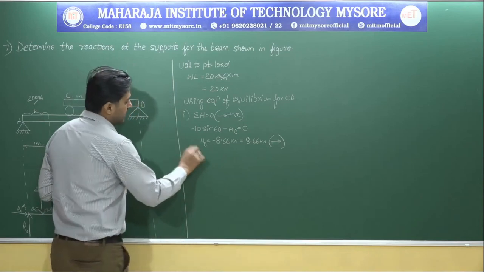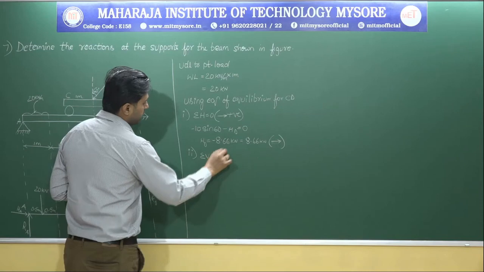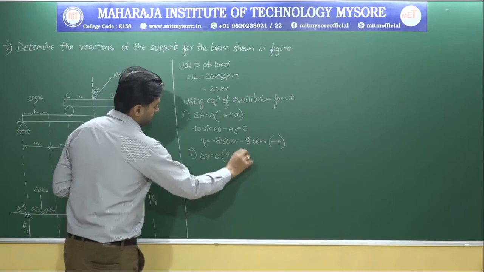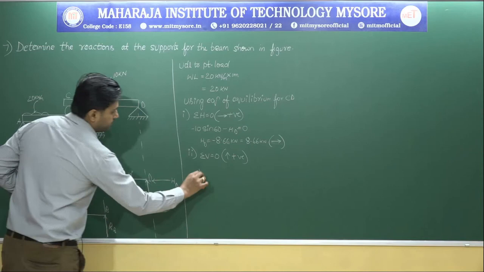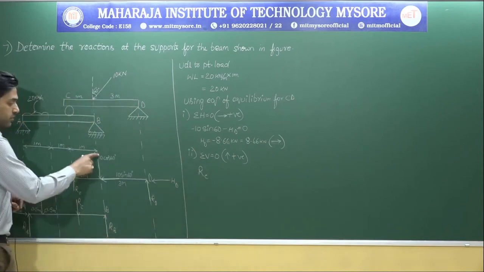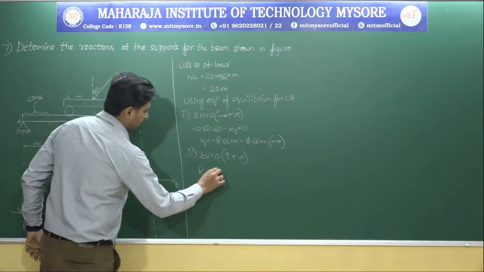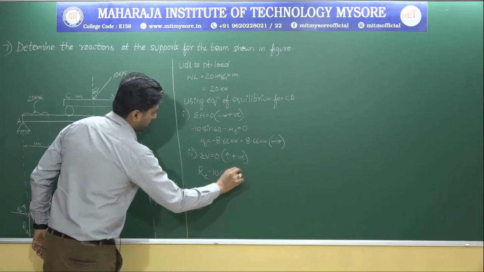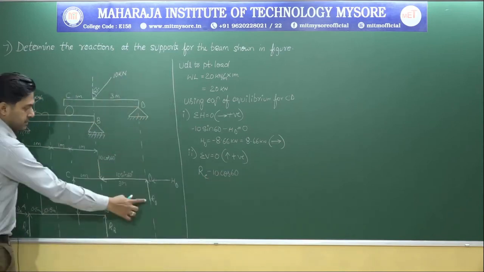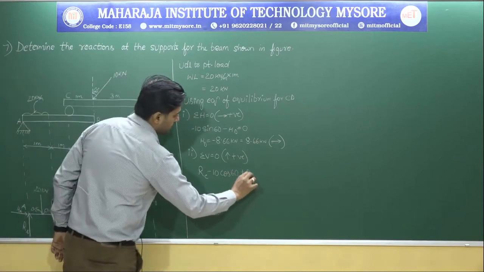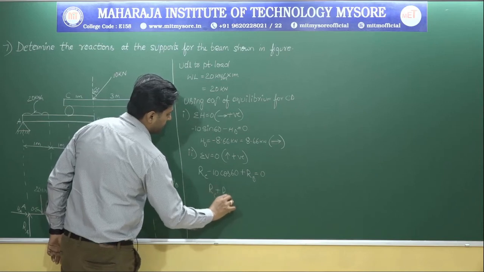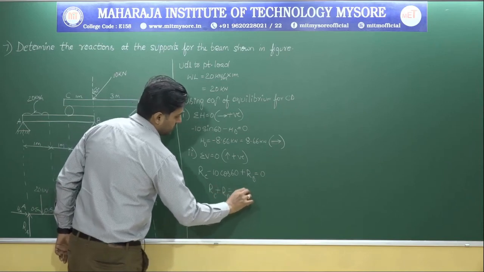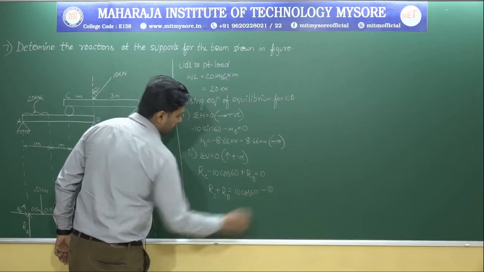Second one. Let me go with sigma V is equal to 0, upward direction positive. So for CD beam, what are all the vertical forces? We'll see. So RC, it is acting in upward direction, so positive. So next, there is one more force which is acting in downward direction. So it is minus 10 cos 60. So next, anything else? Yes, plus RD. Plus RD is equal to 0. So RC plus RD is equal to 10 cos 60. For time being, let me call this as equation 1.